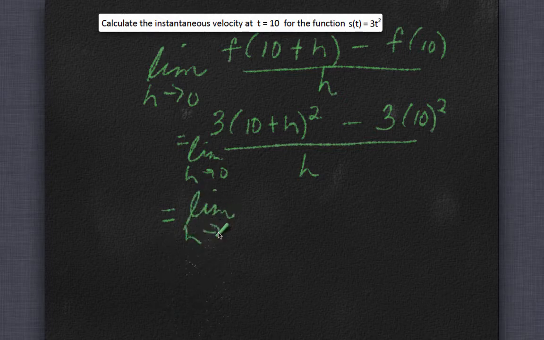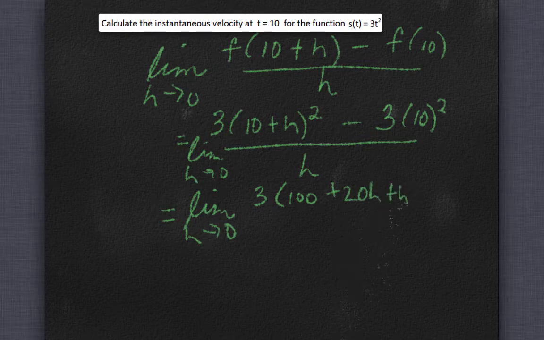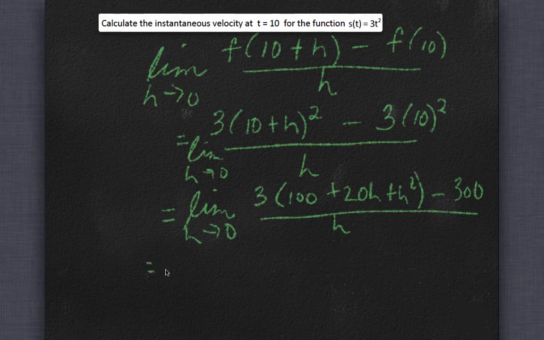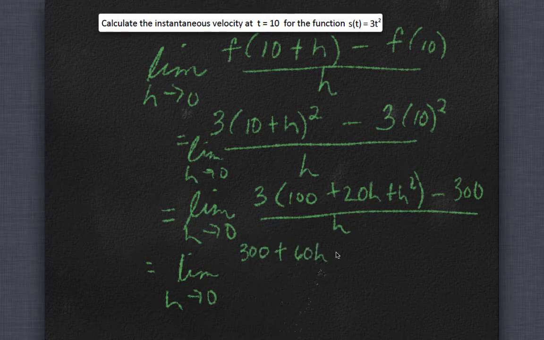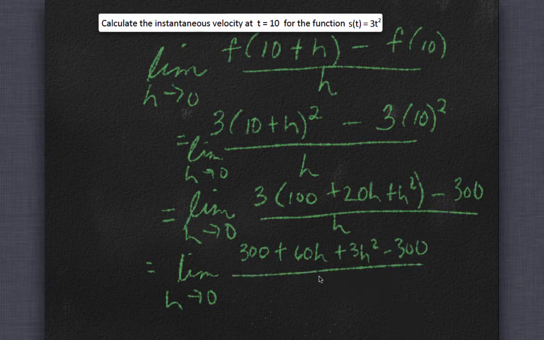So this is the limit as h approaches 0 of 3 times 100 plus 10h plus 10h plus h squared, minus 300, over h. So that's 300 plus 60h plus 3h squared minus 300 over h. At this point, I can cancel these 300s. And generally speaking, at this point, you can always cancel everything that doesn't have an h in it. If you can't, you made a mistake, and you need to go figure out what you did.